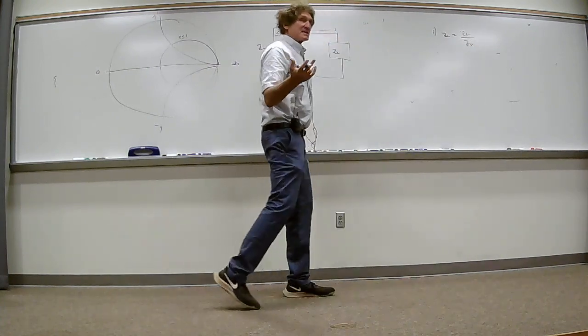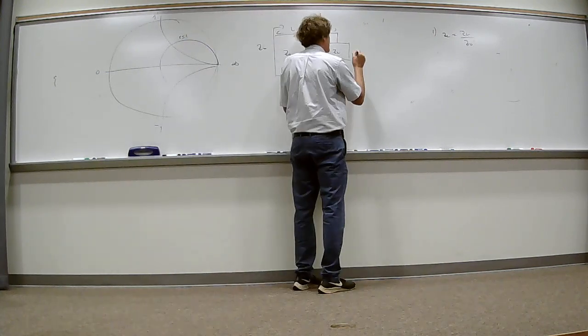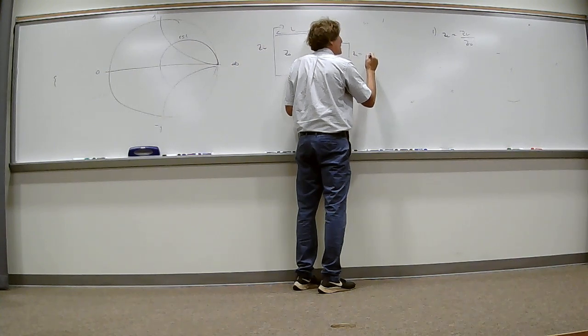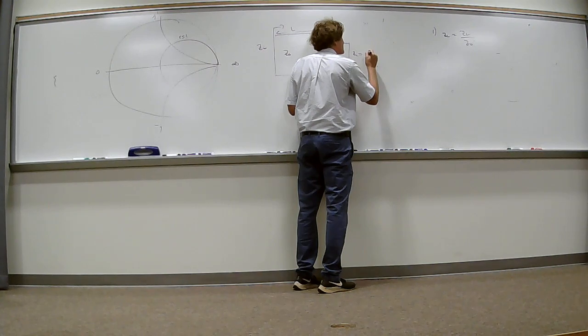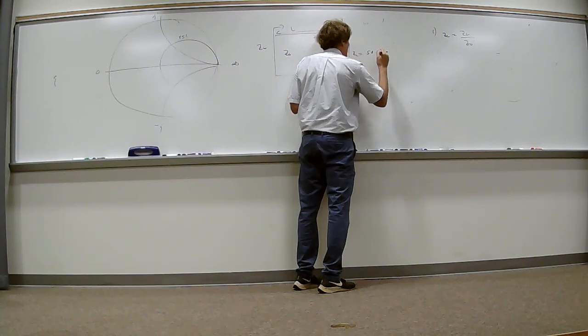Now I'm going to put an example on so we can follow along. Let's assume that ZL here has a value of, say, 50 plus j20, okay?